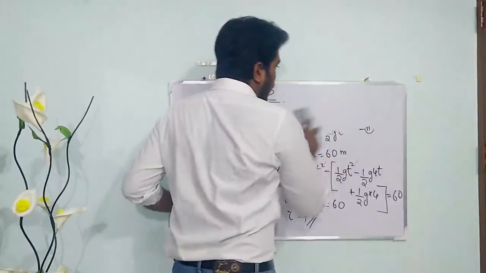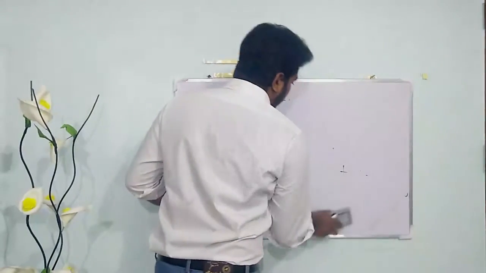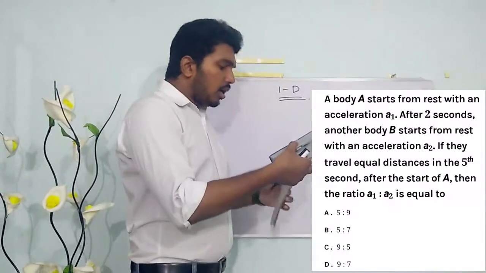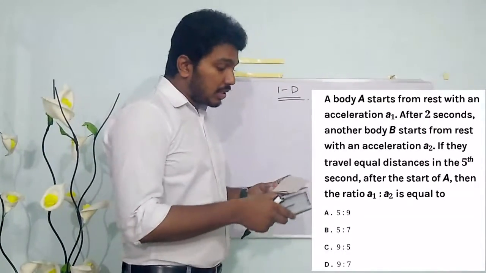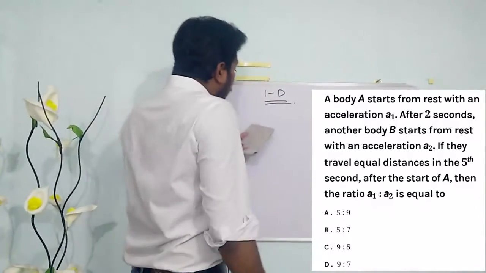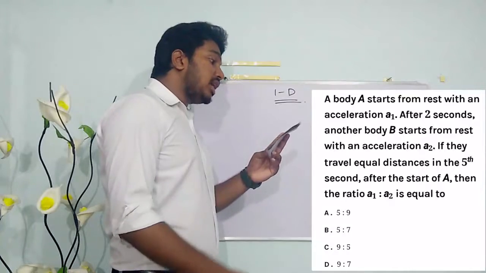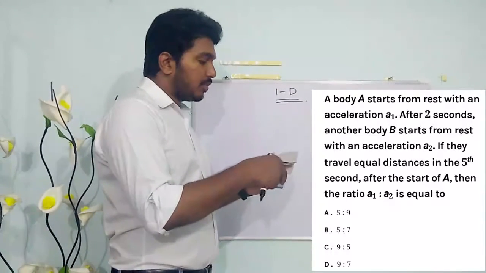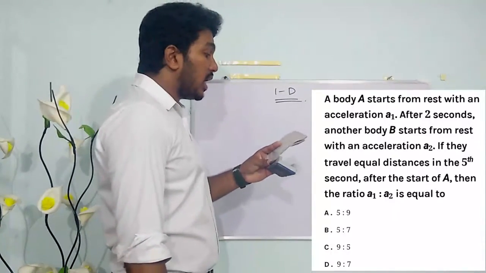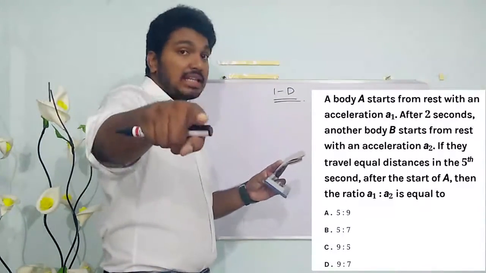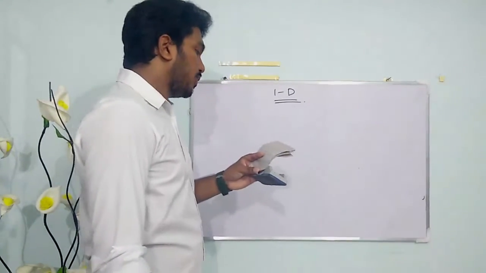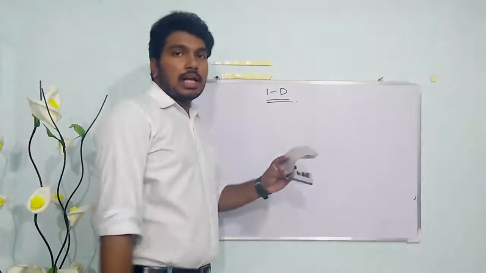And the third question is there on the board. Question number 3. A body A starts from rest with an acceleration a1. After 2 seconds, another body B starts from rest with an acceleration a2. If they travel equal distance on the 5th second after the start of A, that is very important, that point, then the ratio of a1 is to a2. So 5th second, they're asking you.